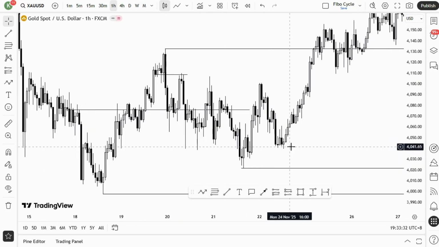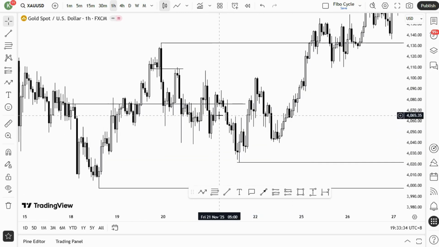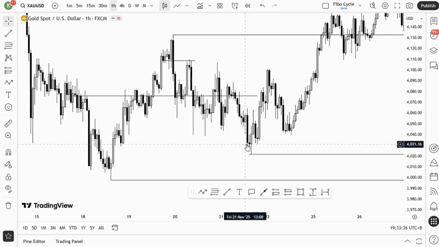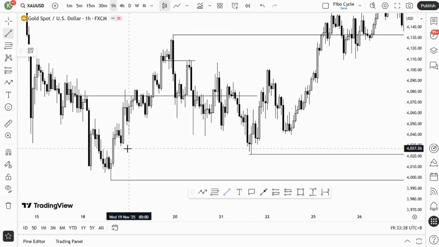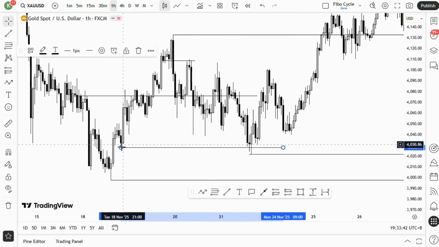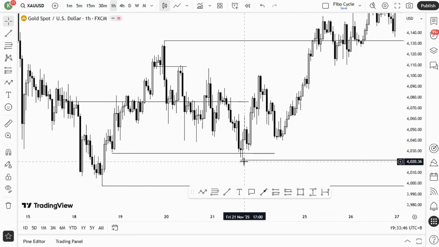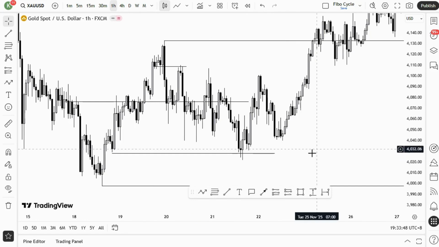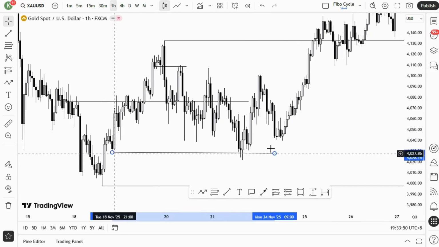Okay, and if you look here, if we mark out all the swing highs and swing lows, we can see that price swept this low and started going up. So this is one of our liquidity levels. Okay, let's just keep it here.